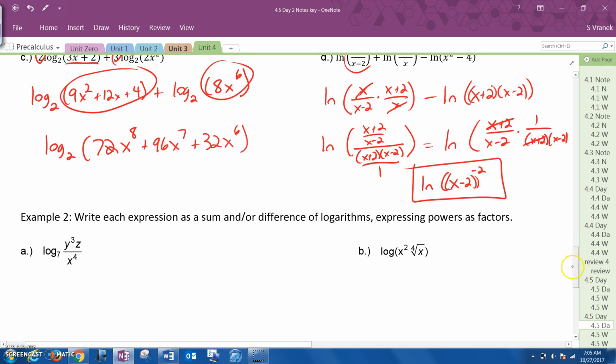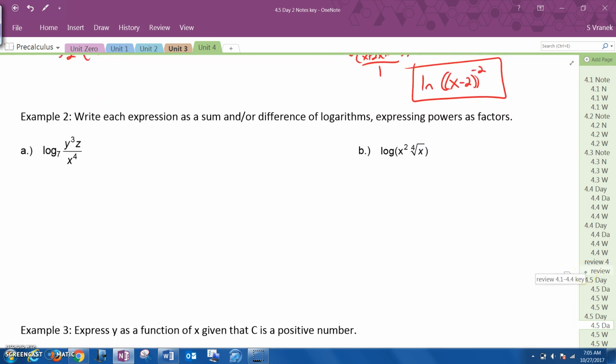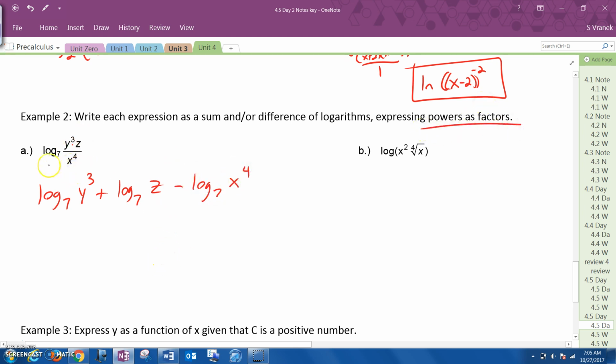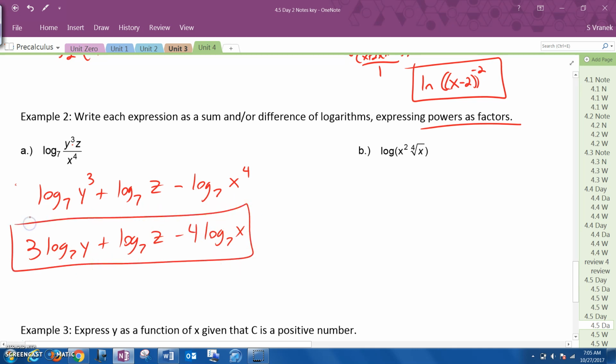Alright, last two. Or 3, I guess we have. Now we're going to split these up. So I have multiplication here and division here, so right away I'm going to just write log base 7 of the first piece, y cubed, plus log base 7 of z, because they are being multiplied, and then they're both being divided by log base 7 of x to the 4th. Last step, write your powers as factors, so bring them back down. So I get 3 log base 7 of y plus log base 7 of z minus 4 log base 7 of x. Okay, and that's it.